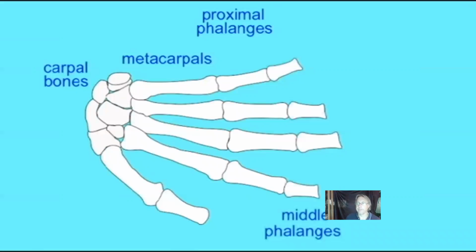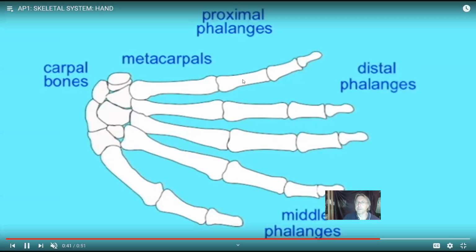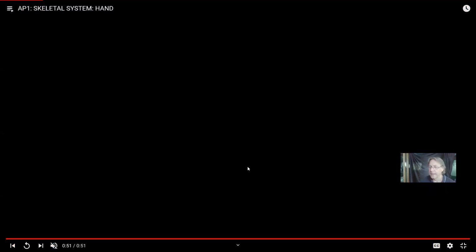We then have phalanges composing the digits. There are proximal phalanges, middle phalanges, and then distal phalanges. So while the fingers have proximal, middle, and distal phalanges, the thumb only has proximal and distal, no middle phalanx. And so therefore, we have 14 phalanges in total, because each of the four fingers has 3, and the thumb has just 2.